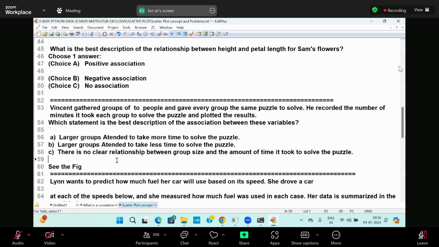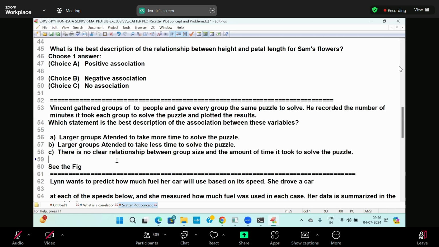Puzzle is difficult, time is more. Puzzle is easy, solving time is less. So for larger groups, on average, is puzzle solving going to take more time or less time? Come on. Puzzles are increasing. What is the time of solving, decreasing or increasing? Increasing.